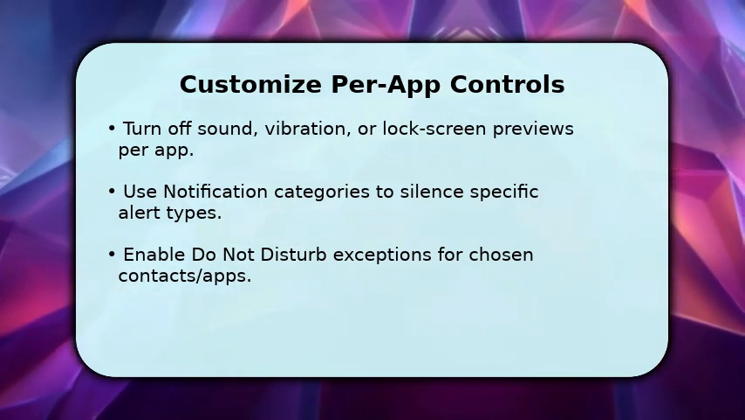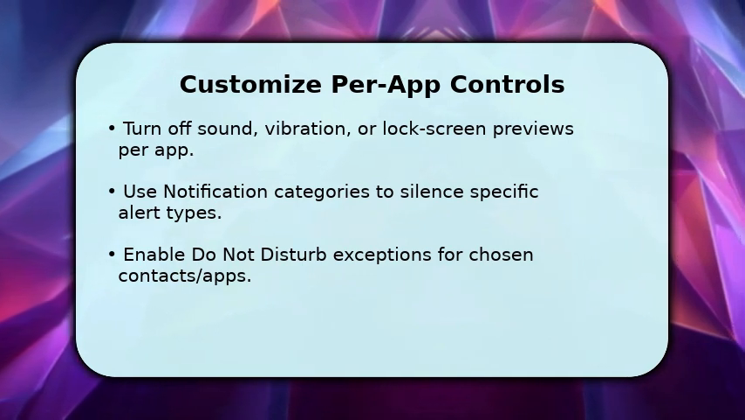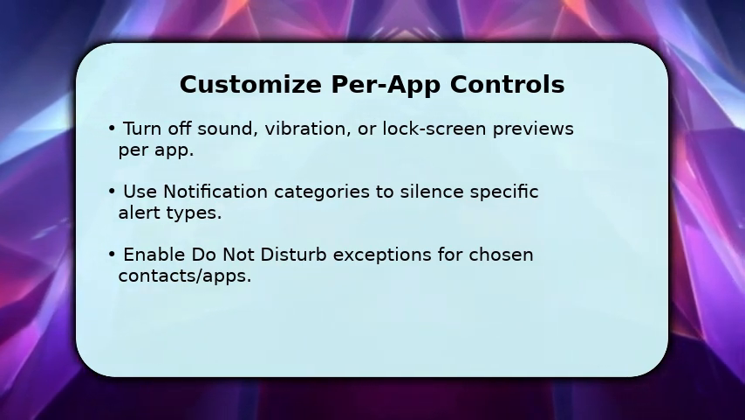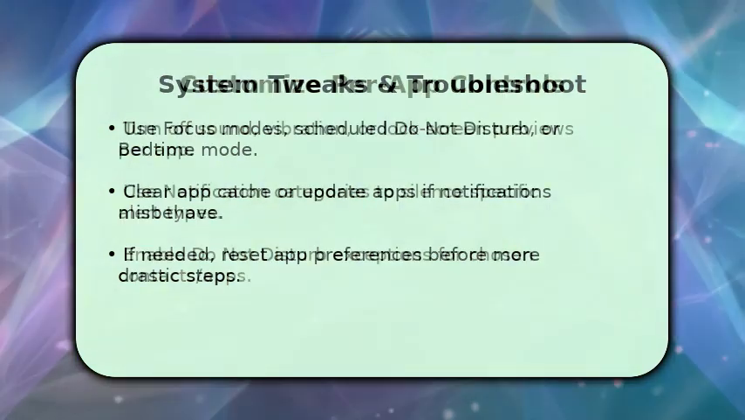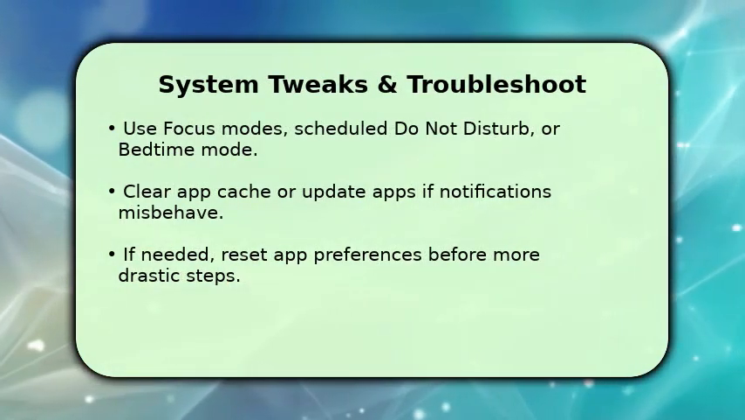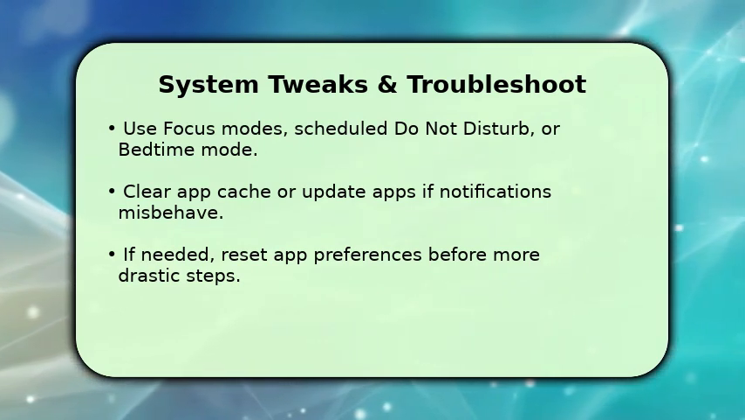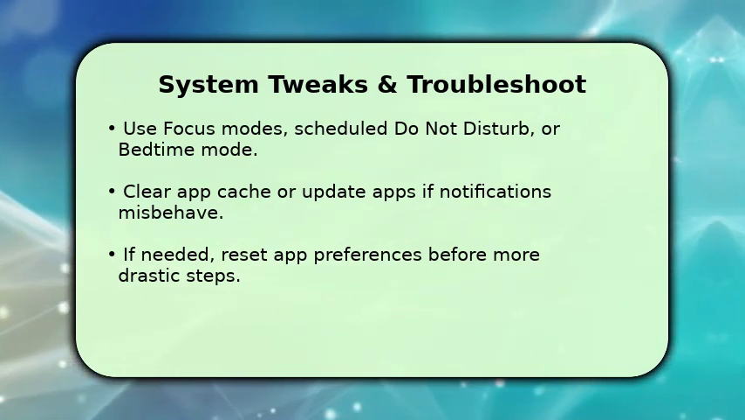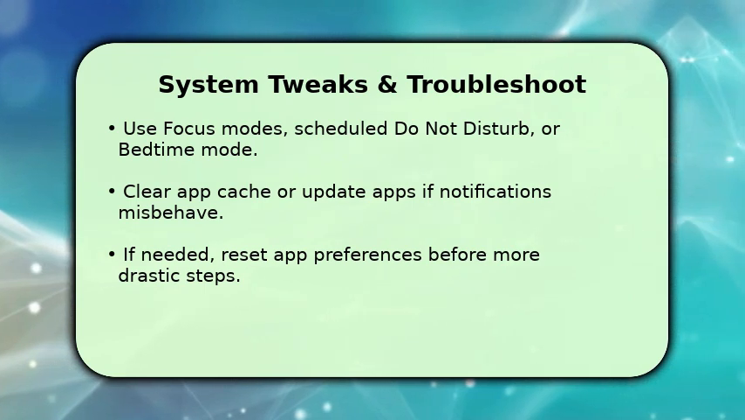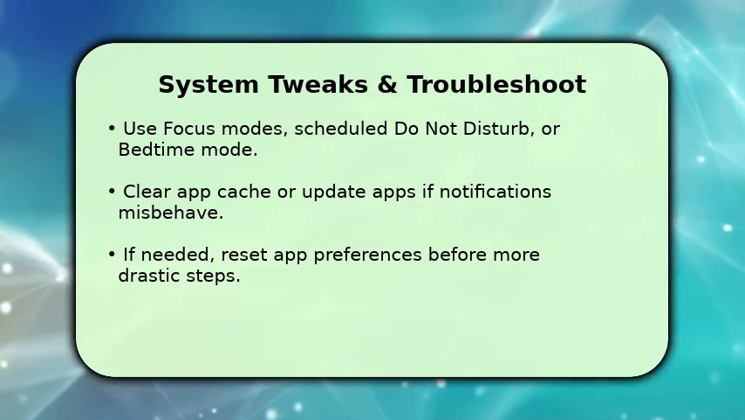Make sure to test one change to confirm behavior before repeating across many apps. It saves time and avoids mistakes. To finish, set up system-level tools like focus modes, schedule Do Not Disturb, or bedtime mode to automate quiet times so you don't micromanage notifications. Then verify battery optimizations aren't blocking important alerts.